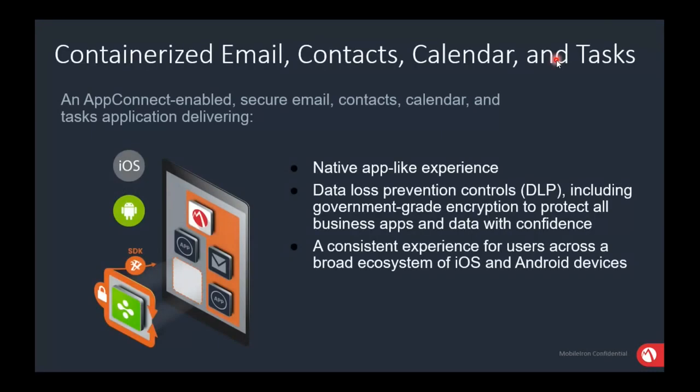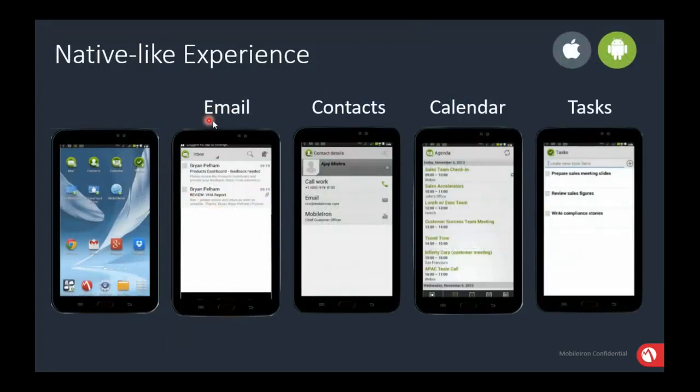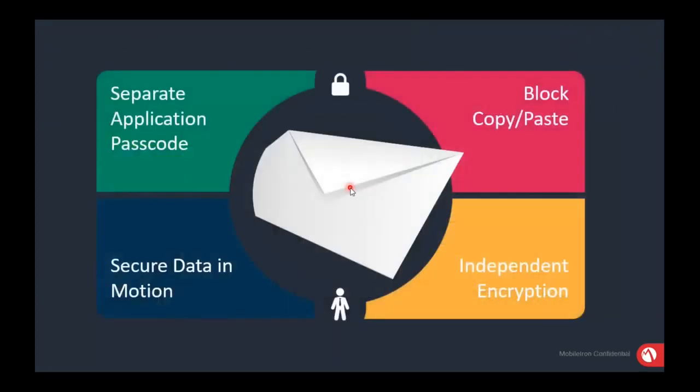And the next one is Email Plus. Email Plus is a native-like email app which has the DLP features like any other AppConnect apps. You can have your own email, contacts, calendar, and tasks within the Email Plus app. And you have a separate application passcode, independent encryption, and DLP that blocks copy and paste.